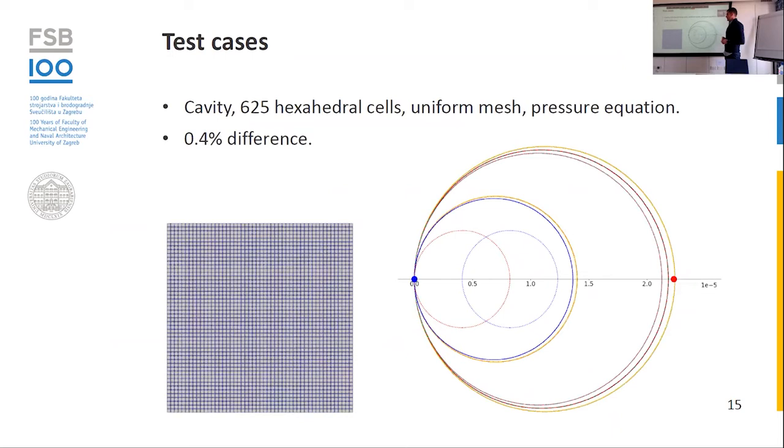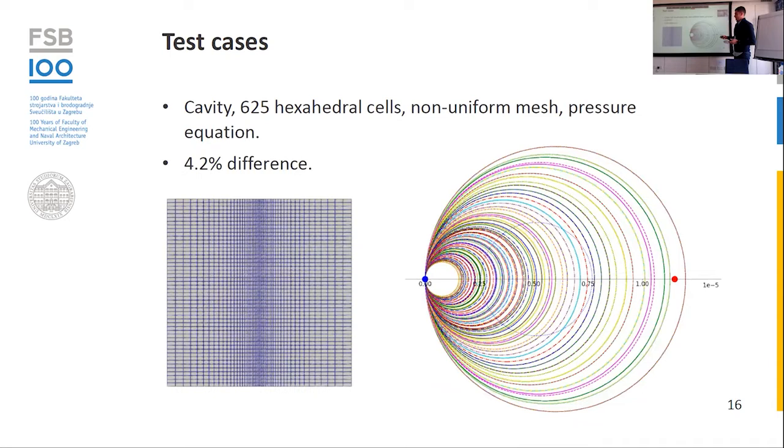The next test case is done as the first one, but with a finer mesh. Now with 625 cells, again for the pressure equation, and here we can see the results are better than before, with only 0.4% difference.